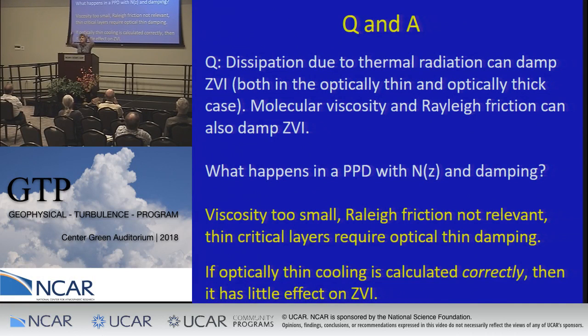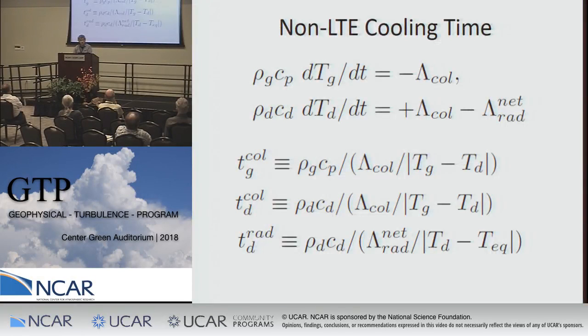So that means if I've got a critical layer there and I've got a photon and it wants to carry energy out, it's going to get out of the critical layer before it's ever going to scatter by far. And therefore, you want to do optically thin. Optically thick damping is not relevant for this problem. But you do have an important question of, are you in thermodynamic equilibrium locally?